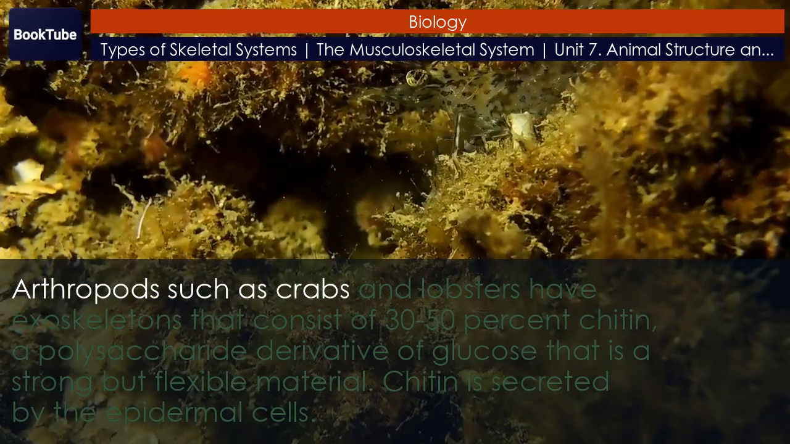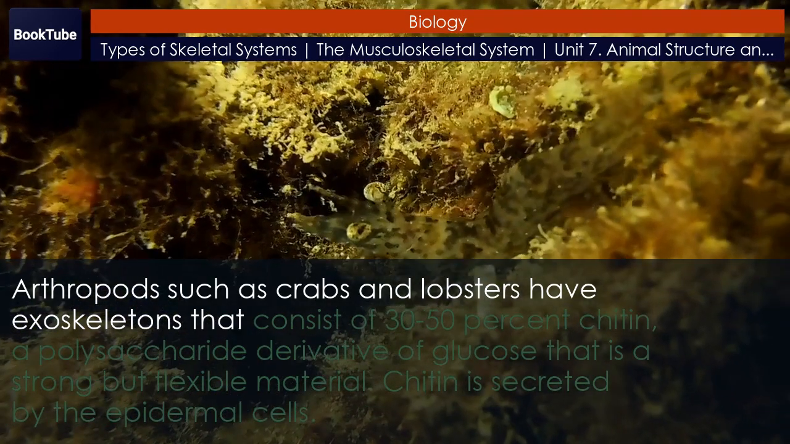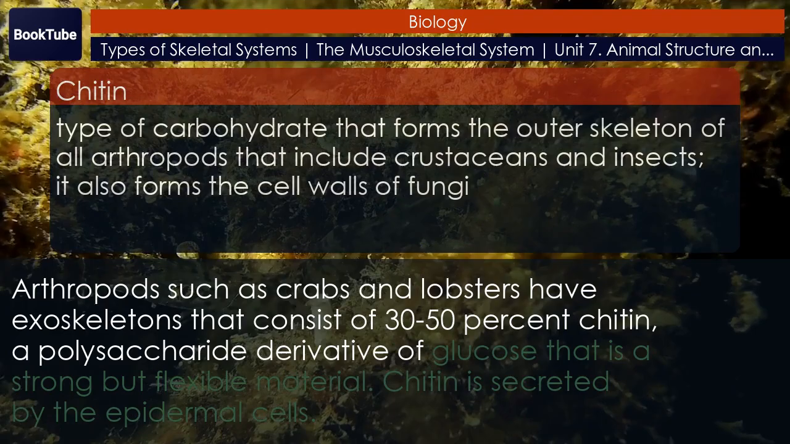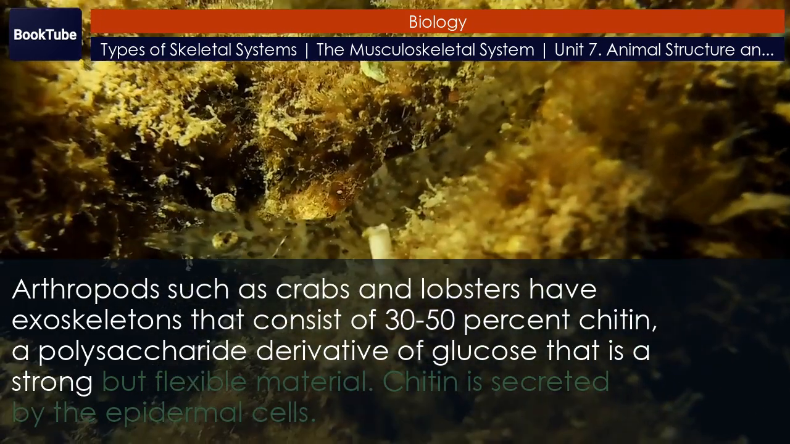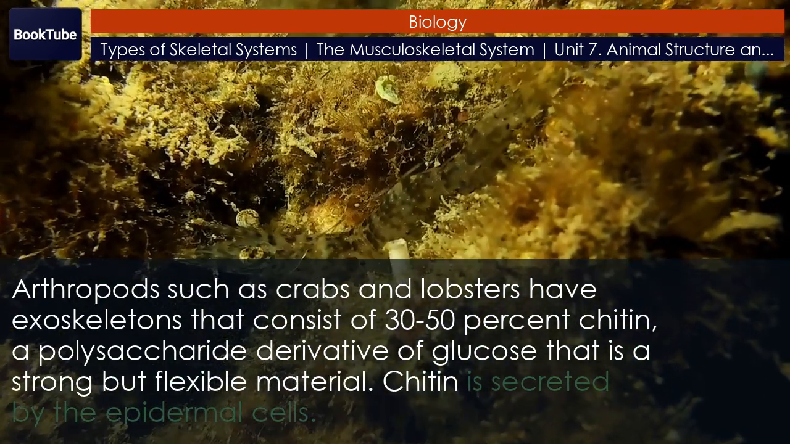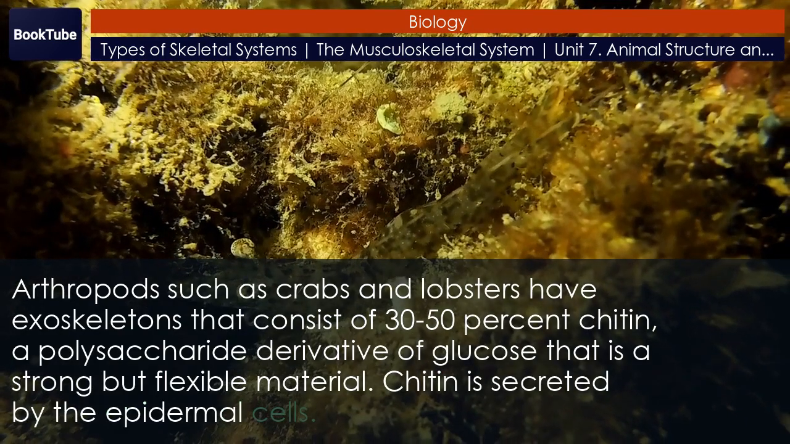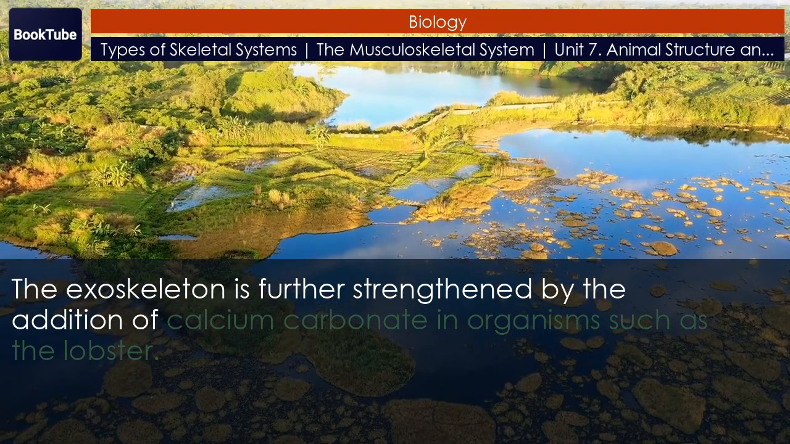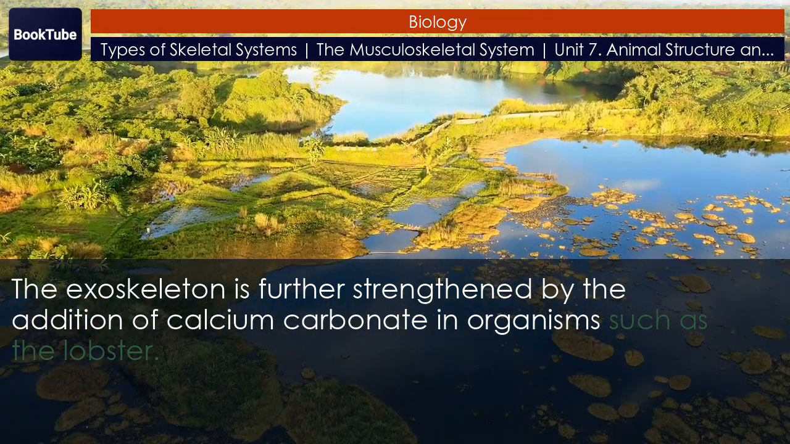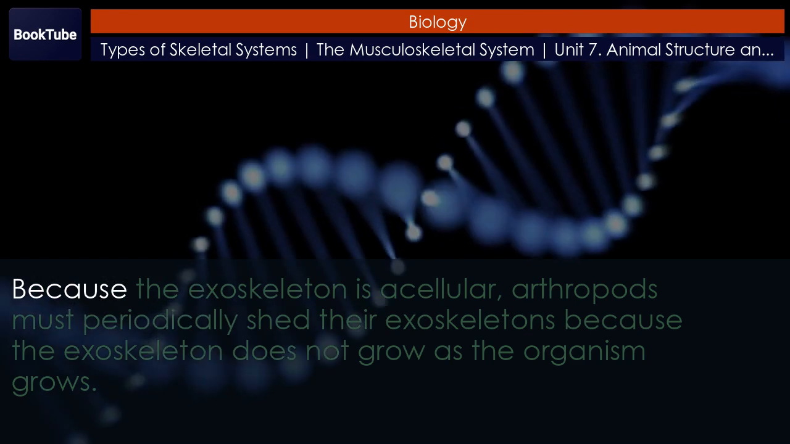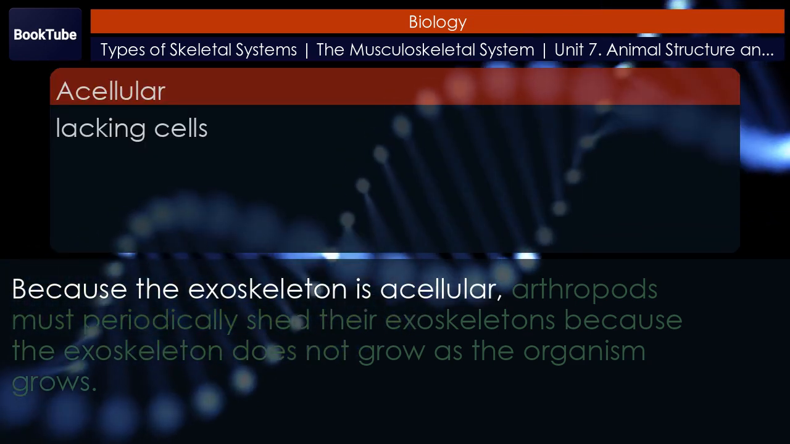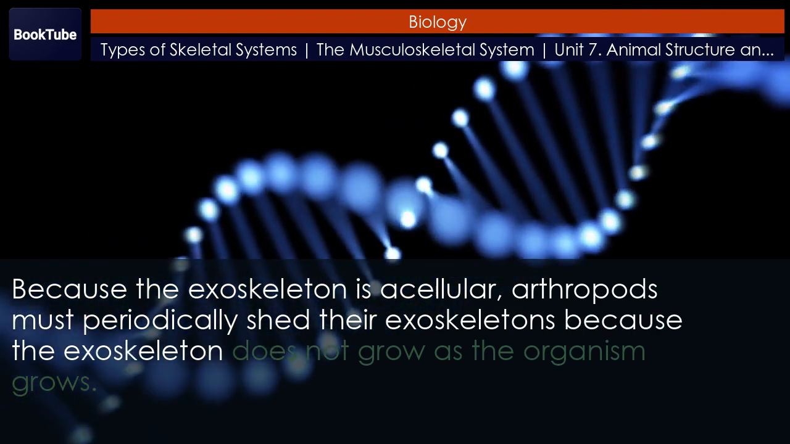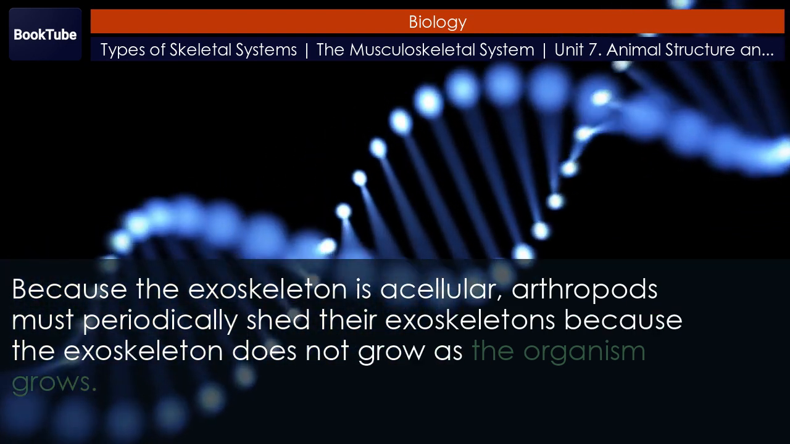Arthropods such as crabs and lobsters have exoskeletons that consist of 30 to 50% chitin, a polysaccharide derivative of glucose that is a strong but flexible material. Chitin is secreted by the epidermal cells. The exoskeleton is further strengthened by the addition of calcium carbonate in organisms such as the lobster. Because the exoskeleton is acellular, arthropods must periodically shed their exoskeletons because the exoskeleton does not grow as the organism grows.